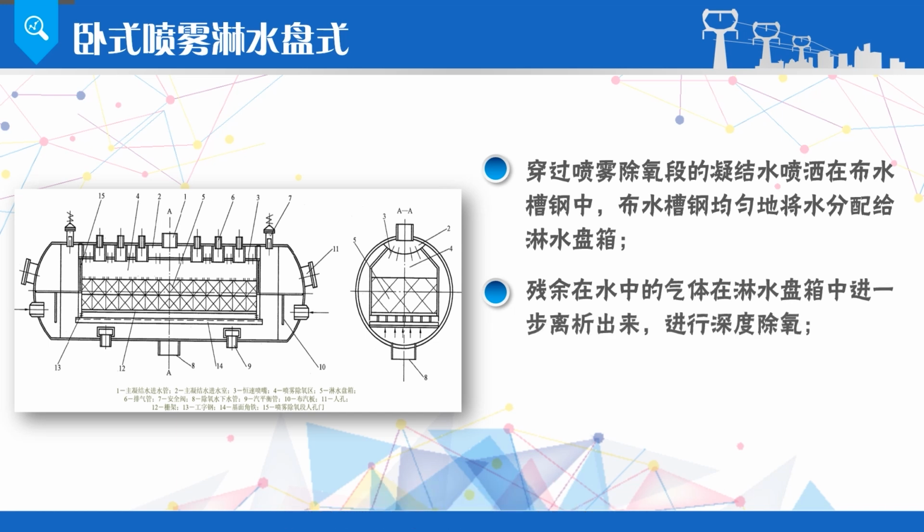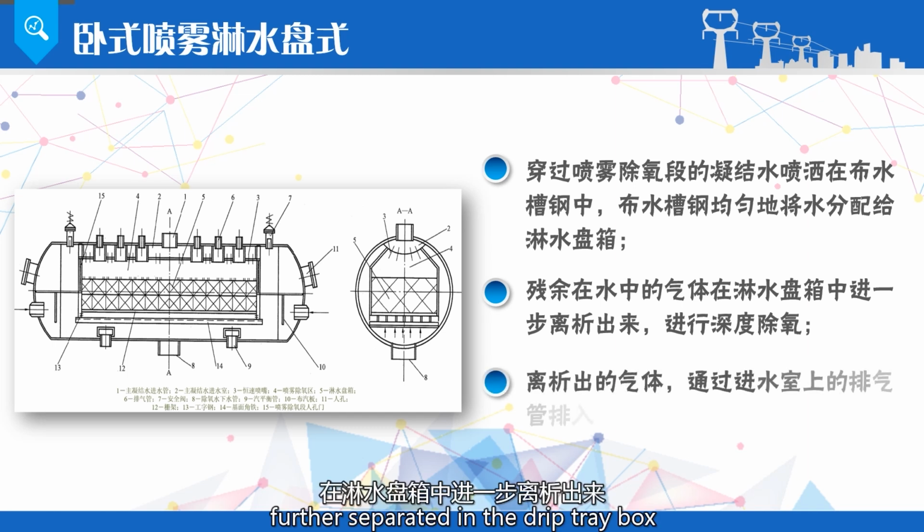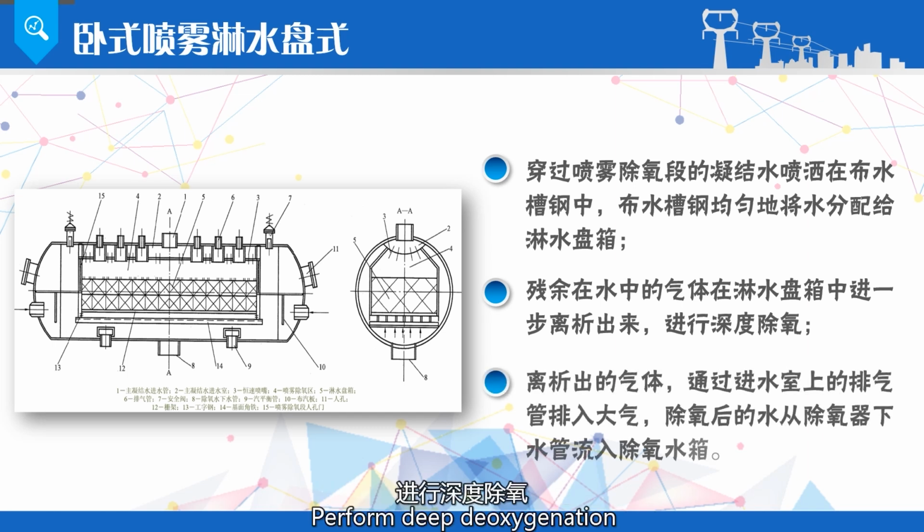At this point, the residual gas in the water is further separated in the drip tray box. Perform deep deoxygenation, and the gas involved is discharged into the main steam through the exhaust pipe on the water purification tray. Deoxidized water flows from the deaerator drain pipe into the deaeration water tank.